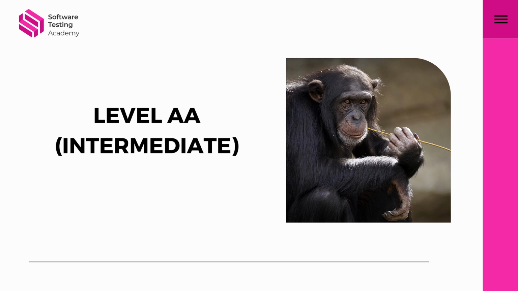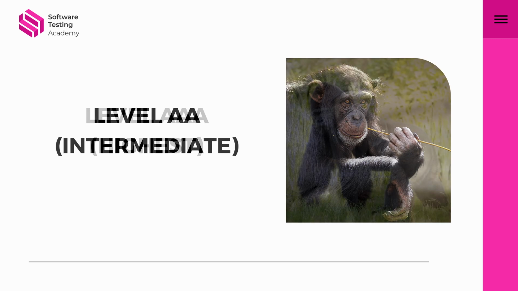Level AA, intermediate. Conformance at Level AA is a more comprehensive standard. Meeting Level AA requirements means that the website or content not only addresses the basic accessibility barriers, but also provides a significantly improved accessible experience. Level AA includes a broader range of guidelines and success criteria, making the content more usable for a wider variety of users, including those with disabilities.